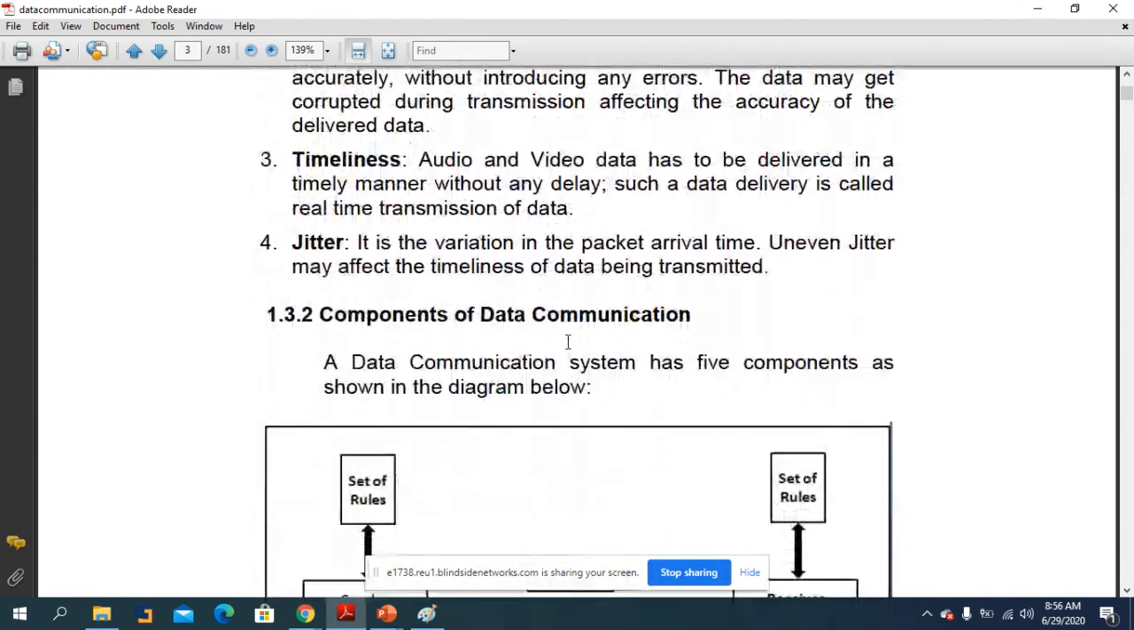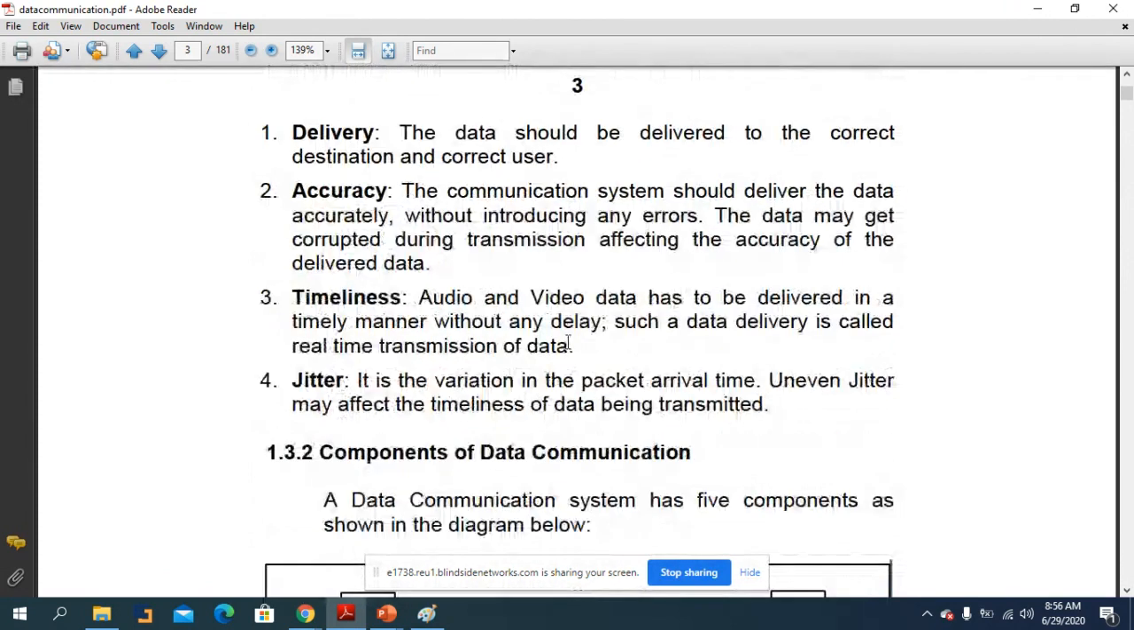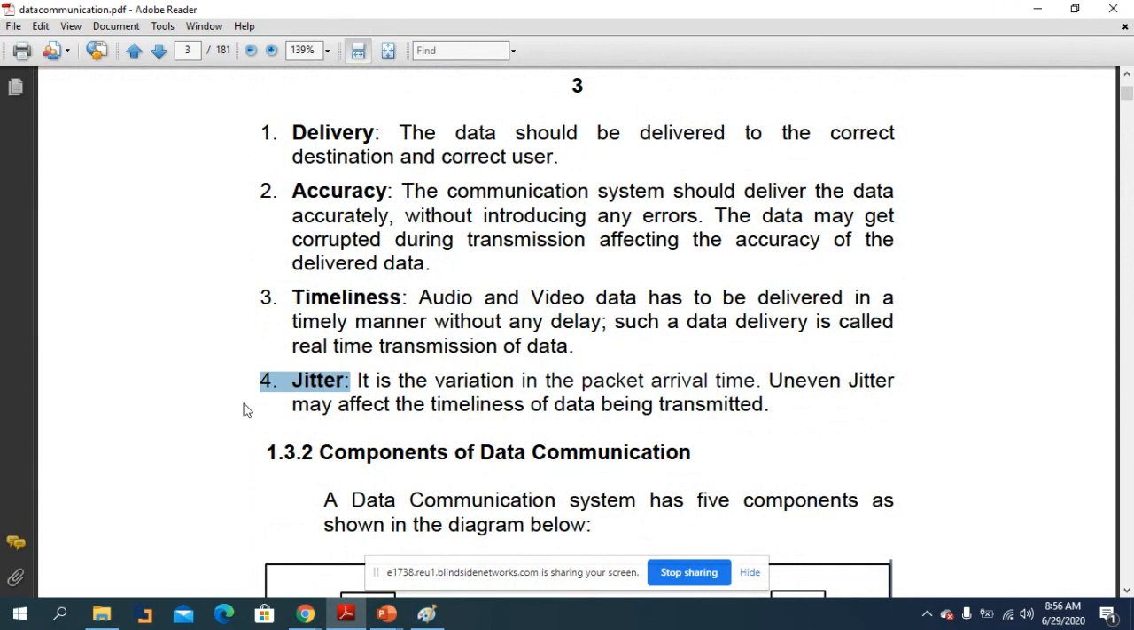Jitters, sometimes we look at jitters, it's a variation in the packet arrival time. When you look at this arrival time, we have looked at this as a problem in the communication, but this one can be a way of understanding how the data is supposed to be communicated.